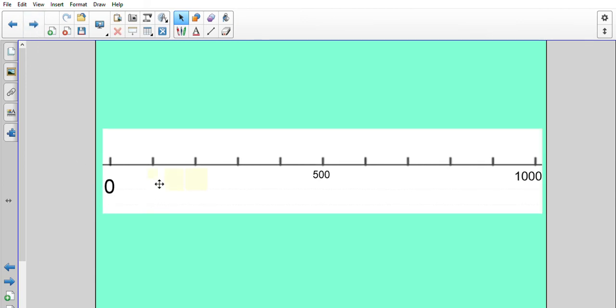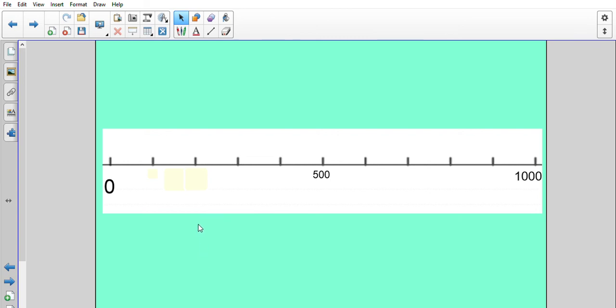Lastly, this time it's going to get a bit trickier. We know that 0 is here, 500 is halfway between, and 1,000 is here. Where would 150 be on this number line? So pause the video now. Where would 150 be on this number line?